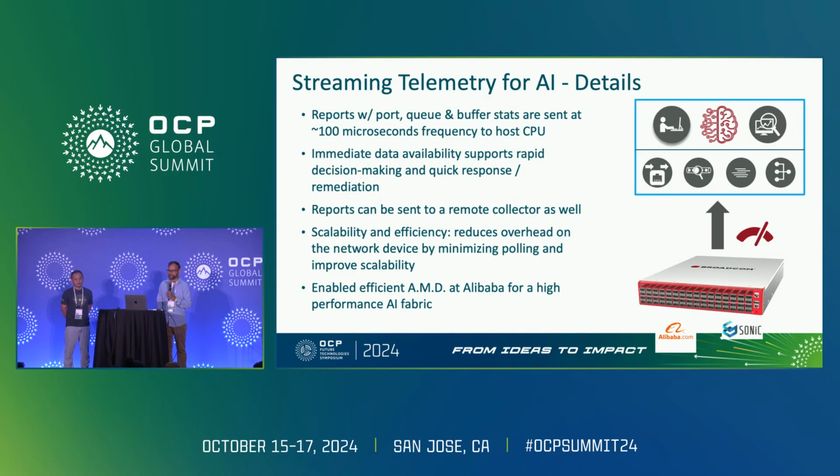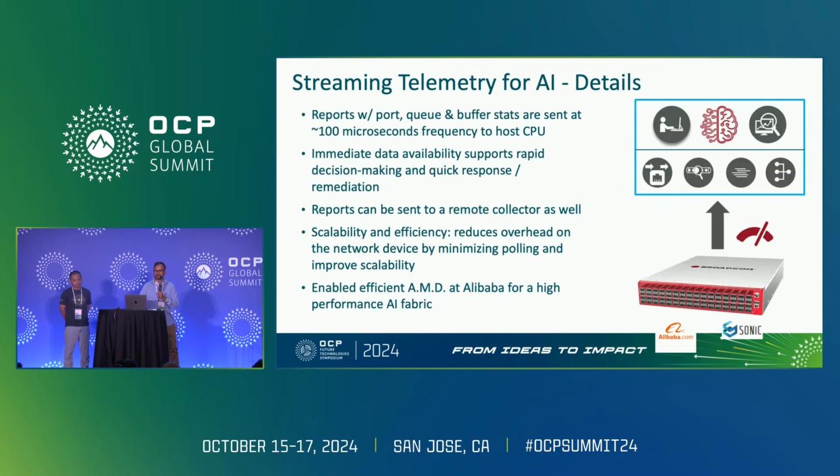And then you want this data to be available as soon as possible for remediation. Usually these are all collector-based, so the data needs to go out somewhere. Whatever mechanism you come up with needs to be scalable and efficient. Shisha from Alibaba presented the A.M.D., and that provides a really efficient mechanism for high-performance AI fabrics.